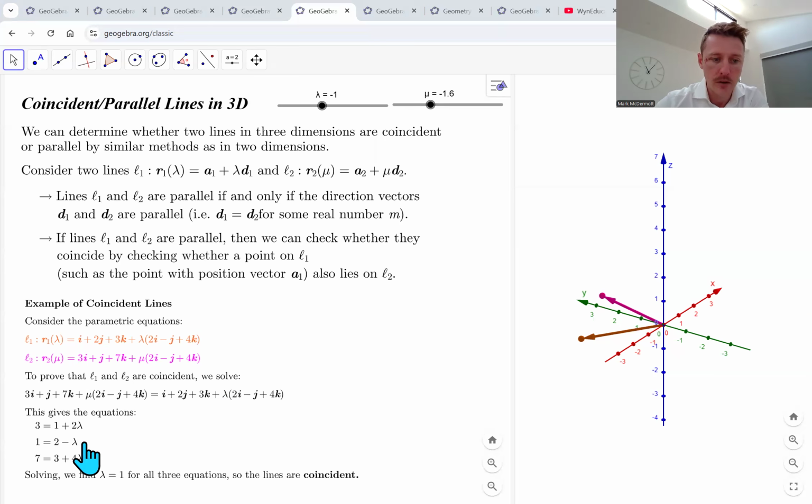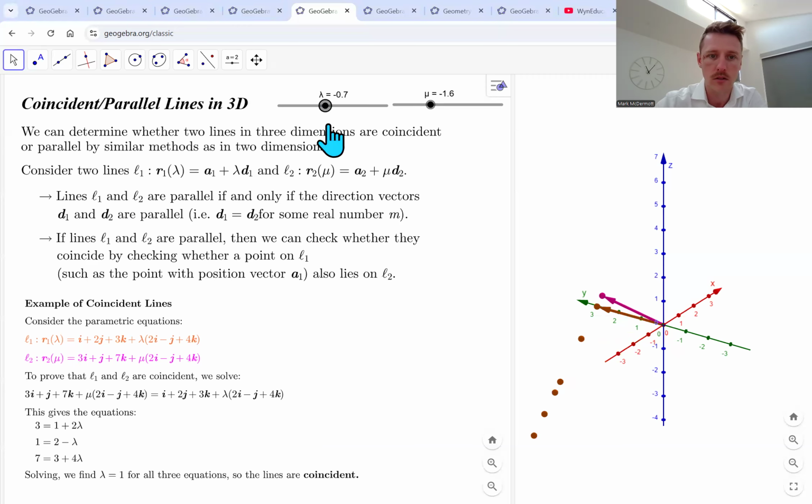When you equate the components, you'll notice that the solution for lambda is 1 for all 3 equations, so the lines are coincident. Okay, because there is a lambda that works, the lambda is the same for all of them. So you've got a situation where the lines coincide.